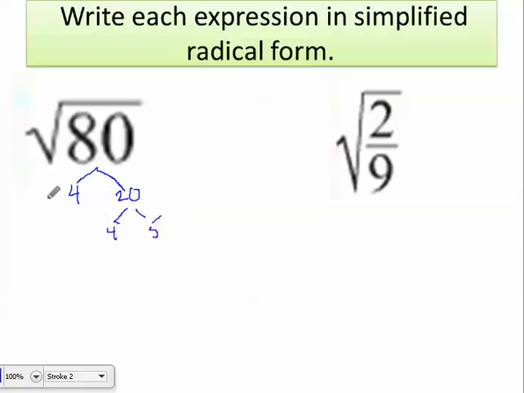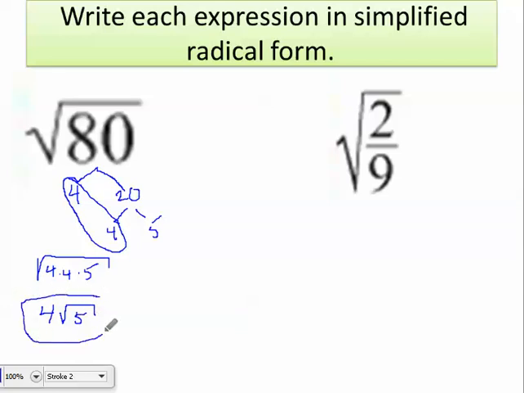I know I can factor the 4's down to 2's, but if you look at this, I have two 4's sitting right there. That means I've got a 4 times a 4 times a 5. So I've got in this one the square root of 4 times 4 times 5. Well, we know the square root means something times itself, right? I've got a 4 and a 4. That means I could pull a 4 outside of the radical sign, and it's 4 square roots of 5. That happens to be the simplest radical form.